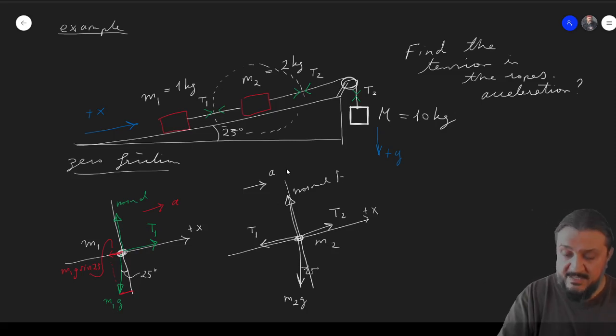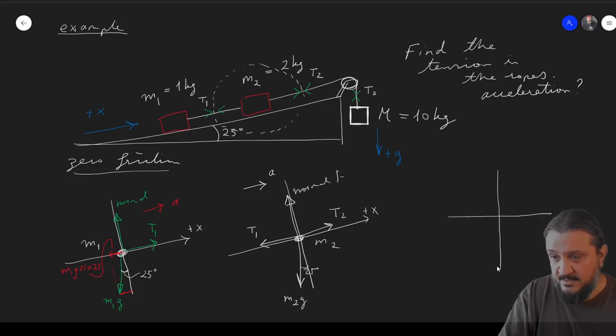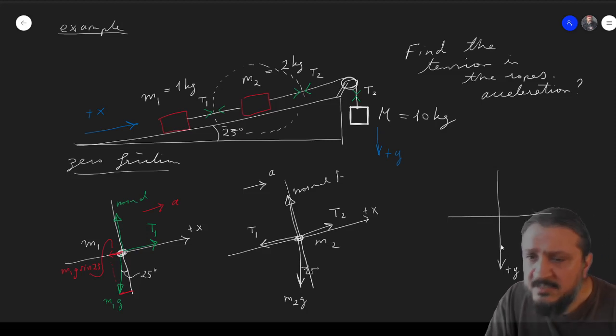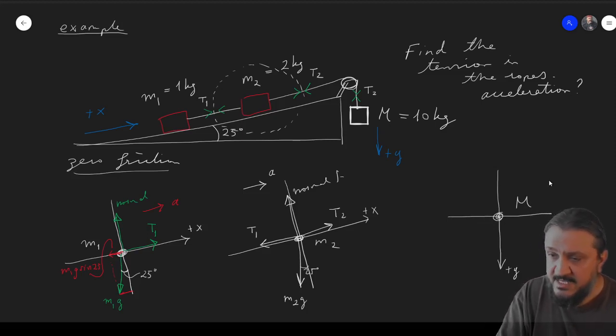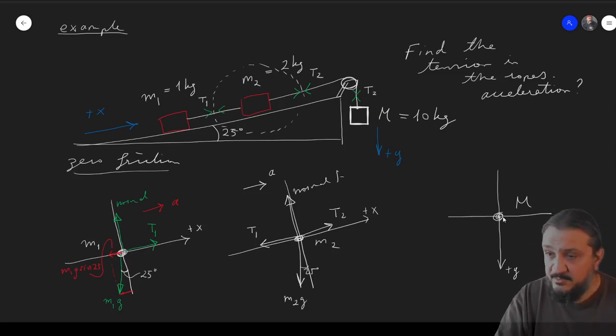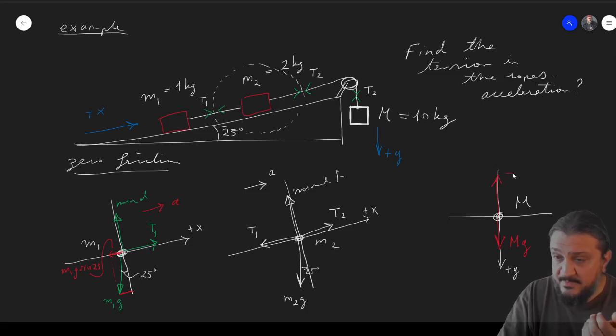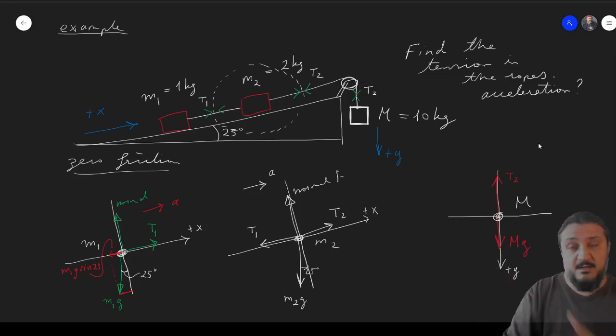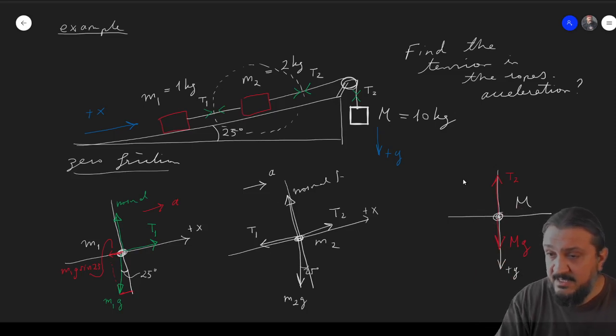Finally, the third mass, the 10 kilogram mass, I don't need to rotate my frame, okay? Now this is my positive y direction, but this is the large mass, capital M. Now what are the forces acting on it? Of course, its weight is pulling it downward. Earth is pulling it downward, right? So capital M times G. What about T2? T2 is pulling it upward. Okay, it's moving downward. That has nothing to do with the direction of the rope, the tension. The tension is always away from the object, remember? Whether the object is going up or down, doesn't matter. Okay, so that's T2 pointing in an up direction.